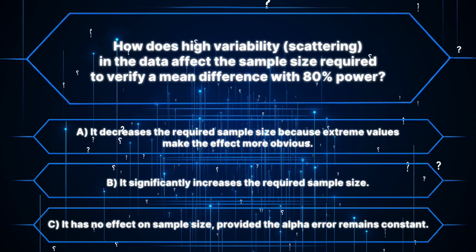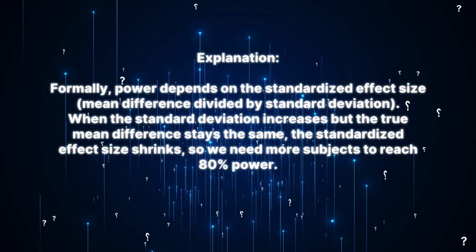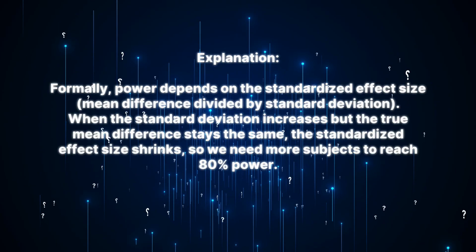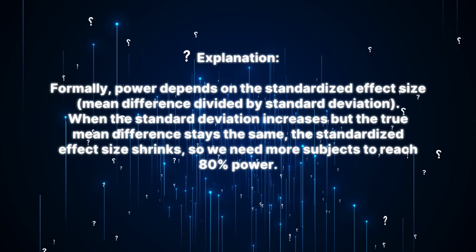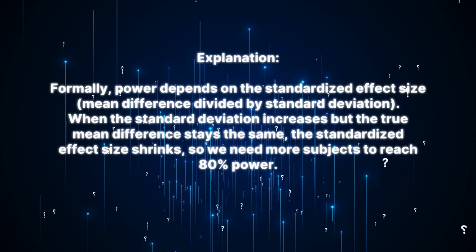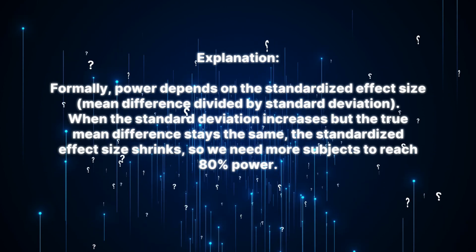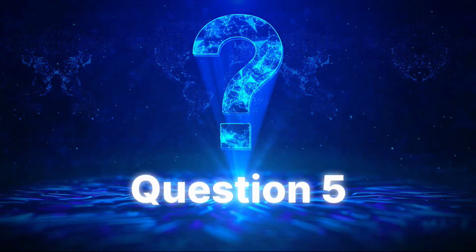And the correct answer is B. Formally, power depends on the standardized effect size, mean difference divided by standard deviation. When the standard deviation increases but the true mean difference stays the same, the standardized effect size shrinks, so we need more subjects to reach 80% power. And now the last question for today, question 5.